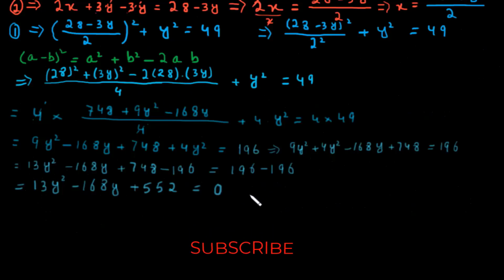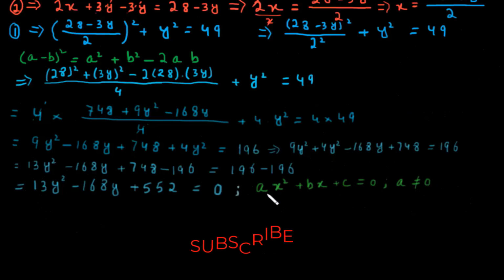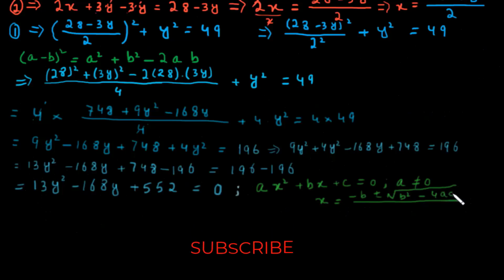Now comparing this equation with the standard quadratic equation, which can be written as ax squared plus bx plus c is equal to 0, where a is not equal to 0, this equation has a solution, that is x is equal to minus b plus or minus the square root of b squared minus 4 times a times c, divided by 2a. We can see that a is the coefficient of x squared, b is the coefficient of x, and c is a constant.